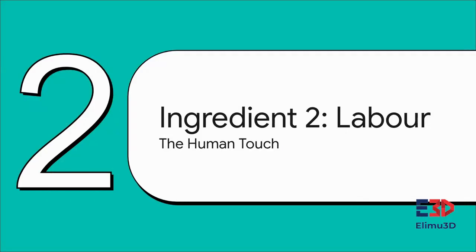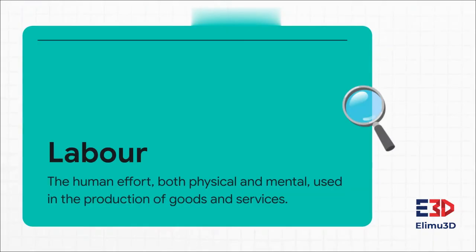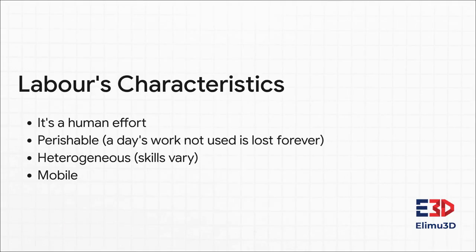All right, let's move on to our second ingredient. This is the one that brings the human touch to our recipe. We're talking about labor. Labor is all the human effort, both physical and mental, that goes into producing something. It's the person on the assembly line, the software coder staring at a screen, the doctor performing a surgery, the teacher in a classroom. It's the actual chef's work that takes those raw ingredients and starts turning them into something new.